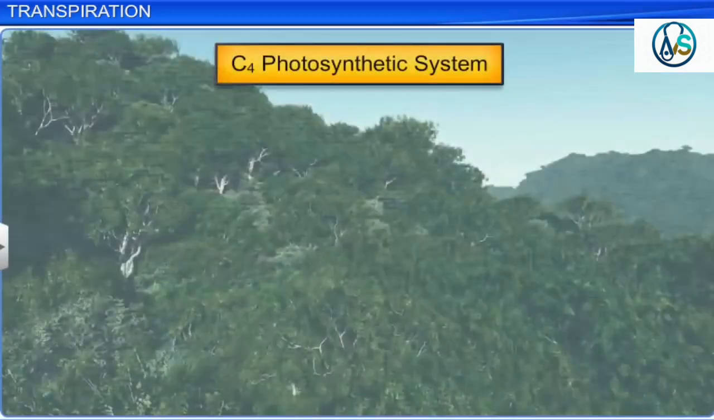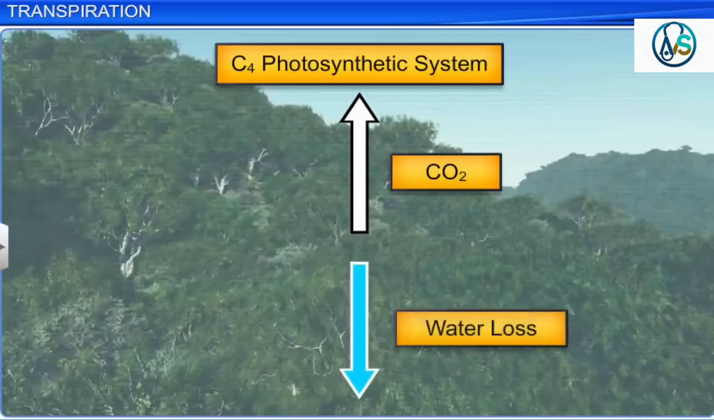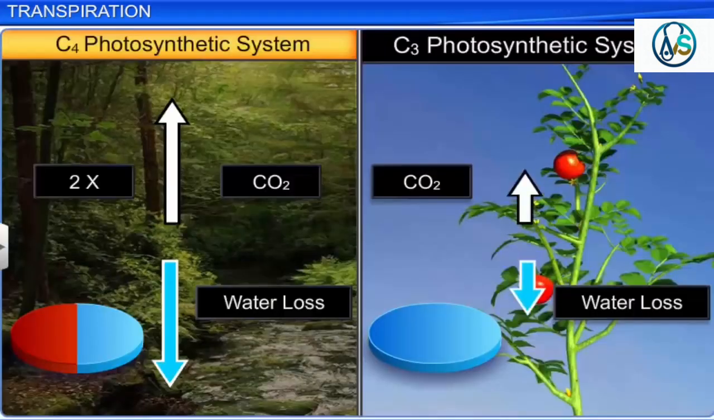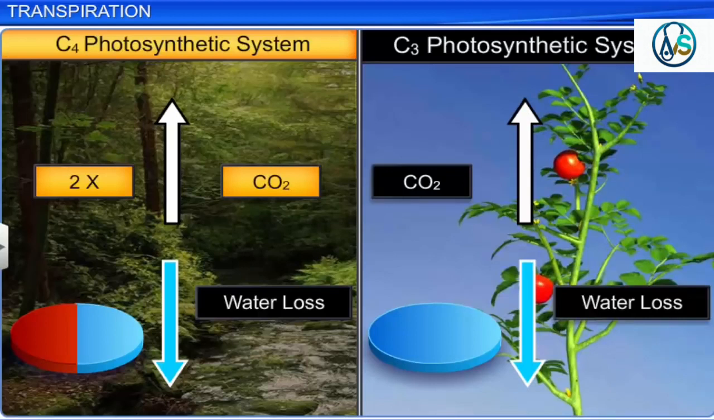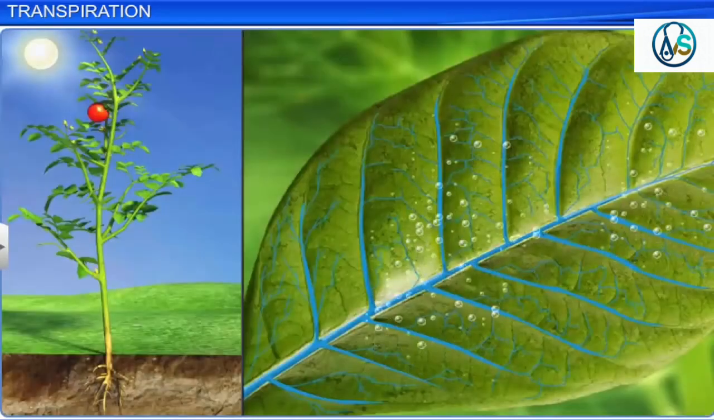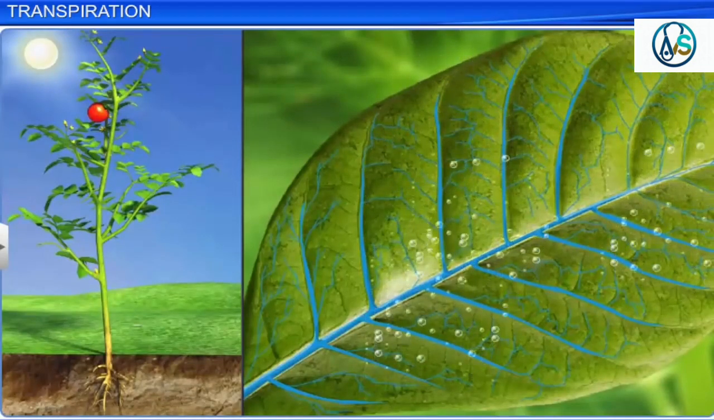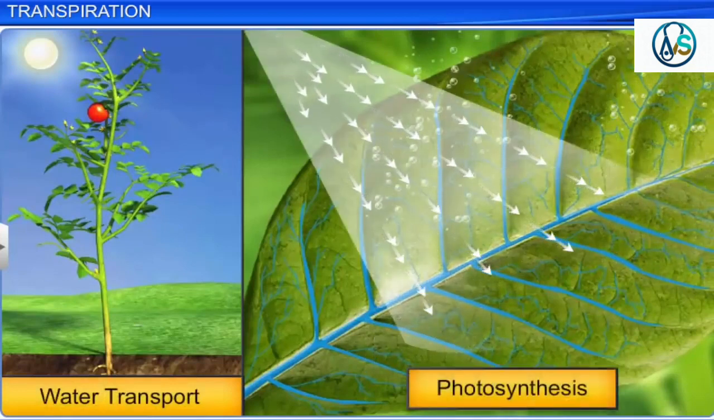The plant C4 photosynthetic system solves this by increasing the availability of carbon dioxide and decreasing water loss. This system is more efficient than the C3 system, since it not only fixes carbon twice as much as a C3 system, but also loses half the amount of water lost by the C3 system while fixing the same amount of carbon dioxide. Therefore, transpiration plays an important role in both water transport and photosynthesis in plants.